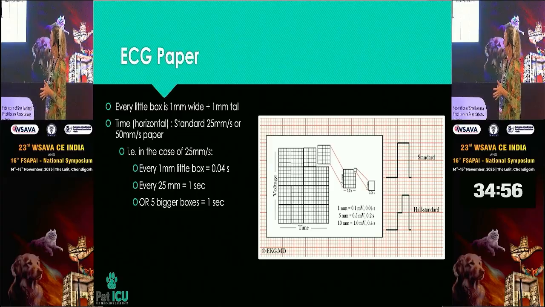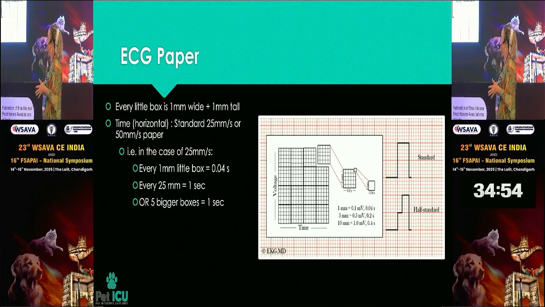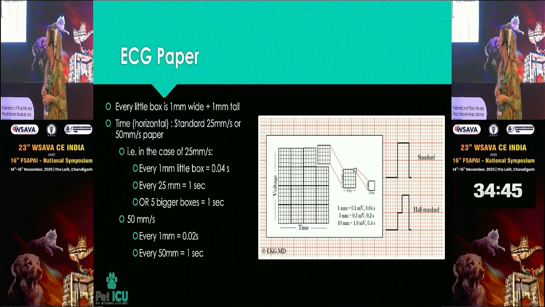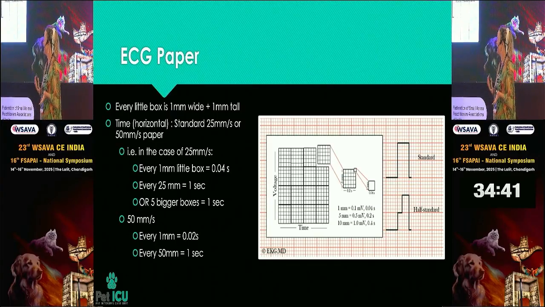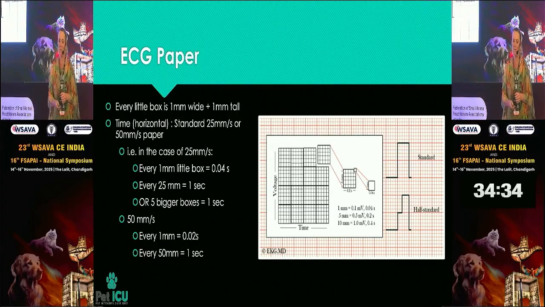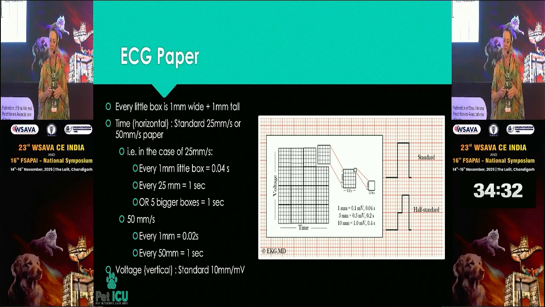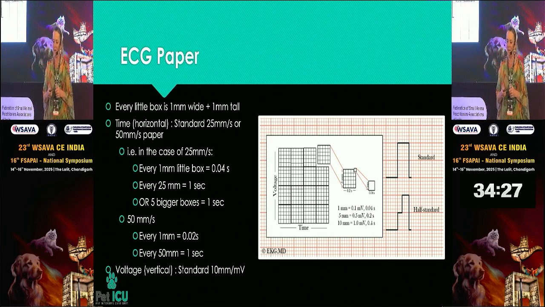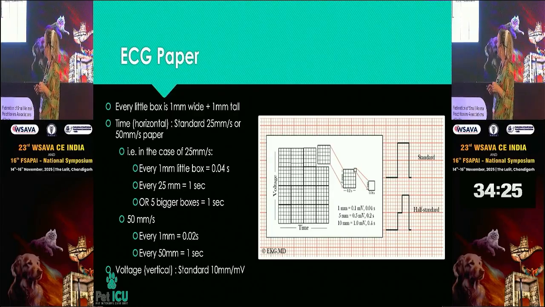If we were running at the standard rate, every little box is 0.04 of a second. So every 25 of the little boxes, or 5 of the slightly bigger boxes, is 1 second. Versus 50 millimeters per second, every box is half of that time, and every 50 millimeters is a second, so they're just stretched out more. And then your voltage is measured on the vertical, and your standard is 10 millimeters per millivolt.